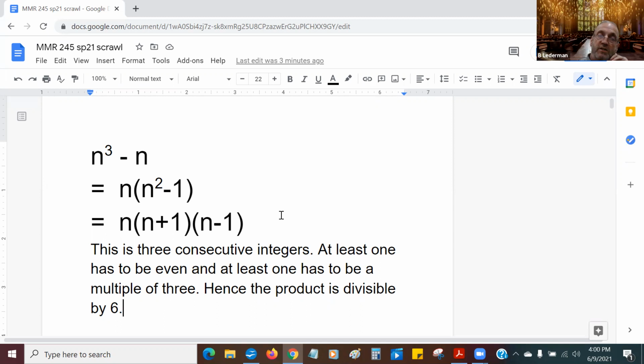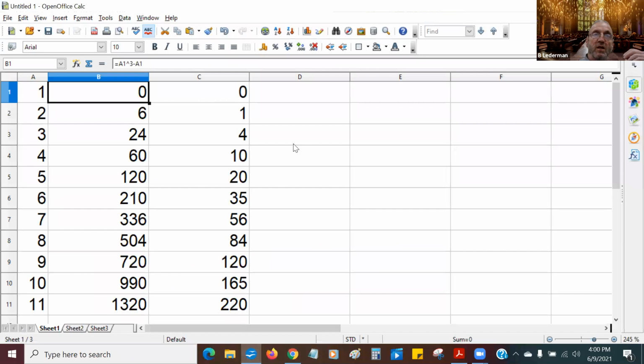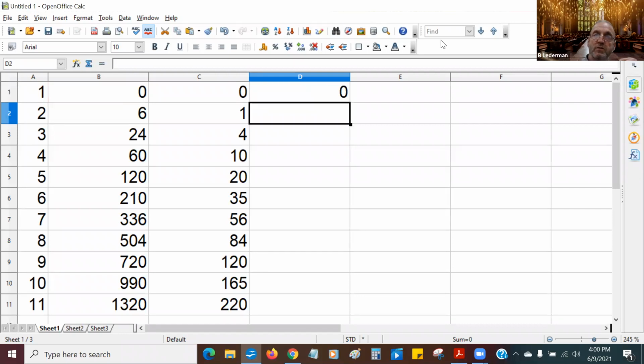And at least one has to be a multiple of 3. These are 3 numbers in a row, so at least one of them has to be a multiple of 3. Well, I have an even number times a multiple of 3. It's all in there. That's 6. Wow, there's my proof. Now let's go back to the spreadsheet. That's interesting. Suppose I make another column where, instead of dividing by 6, I divide by 12. See what happens here.